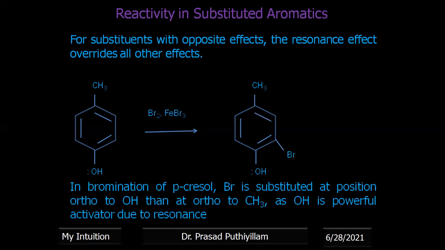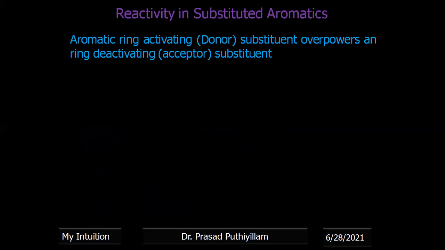And bromine is substituted at the position ortho to OH rather than ortho to CH3, as OH is a powerful activator due to resonance. Now, a ring-activating, that is donating, substituent overpowers a ring-deactivating, that is acceptor or electron-withdrawing, substituent.